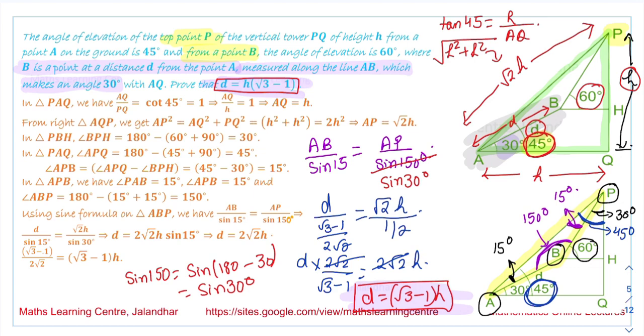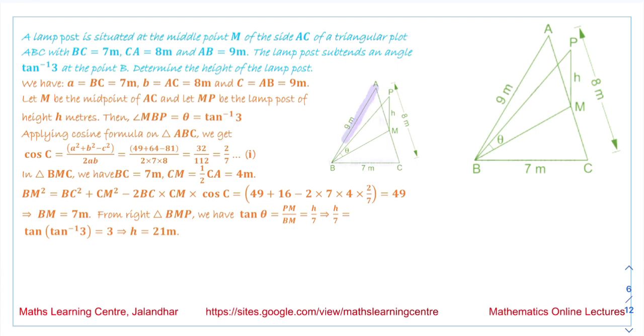Now next we are given that we have a triangular plot. This is the plot, this is ABC. This is the triangular plot we have, and a lamp post is situated at the point M, which is the midpoint of the side AC. Now it is given that the length of the side BC is 7 centimeters. The length of the side AC is given to be 8 centimeters, and the length of the side AB is given to be 9 meters. These all values are not centimeters, these are meters.